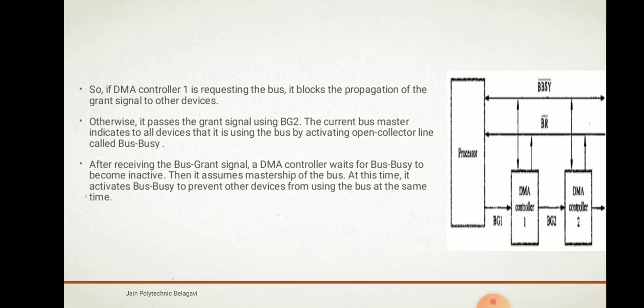After receiving the bus grant signal, a DMA controller will wait for bus busy to become inactive. Now suppose the processor has control over the bus, so the bus is busy with the processor. When bus busy becomes inactive, the DMA controller assumes mastership of the bus. At this time, it activates bus busy to prevent other devices from using the bus at the same time. As I told, when the processor is using the bus, it activates the bus busy signal. When it becomes inactive, the DMA controller activates bus busy, so that it can prevent the other devices from using the bus at the same time.